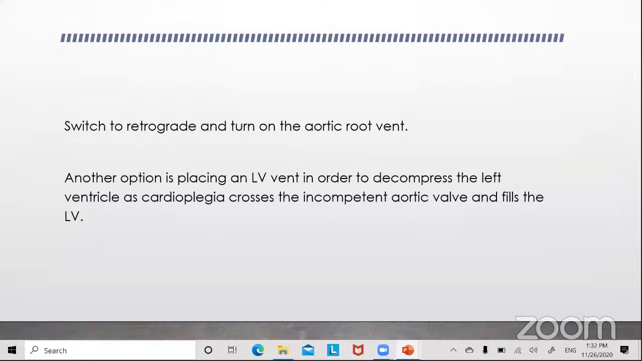You can switch to retrograde and turn on the aortic root vent. Another option is placing an LV vent in order to decompress the left heart, as cardioplegia crosses the incompetent aortic valve and fills the LV. However, it may be difficult to get the vent in during a redo.